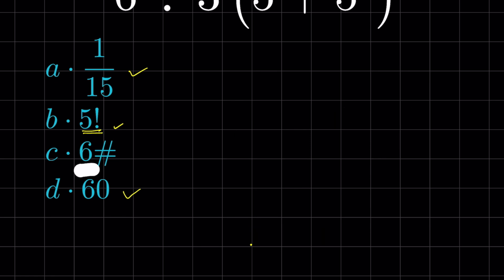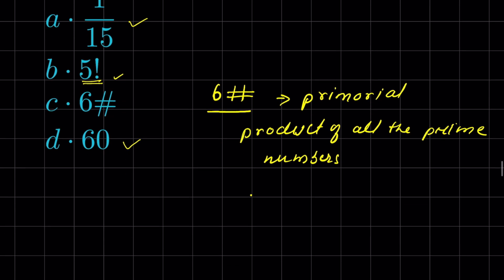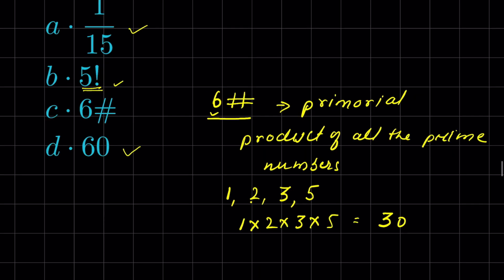What does this 6 hash mean? This symbol hash, when denoted after a number, in number theory means primorial of the number. That means the product of all the prime numbers up to the given number. So prime numbers up to 6 are 2, 3 and 5. Their product will be 2 times 3 times 5, that is equal to 30. So 6 hash we can write as 30, and 5 factorial is 120.